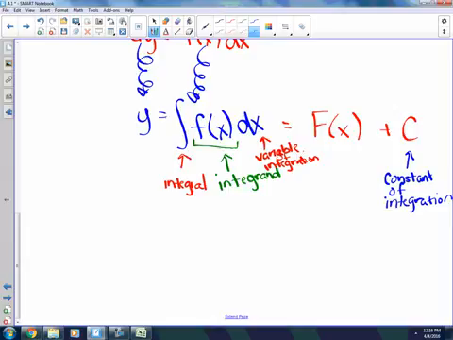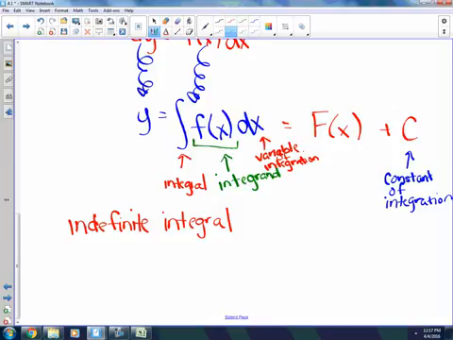Another word that you're going to see is indefinite integral. And that's just kind of what that whole symbol means right there, that all packaged together.